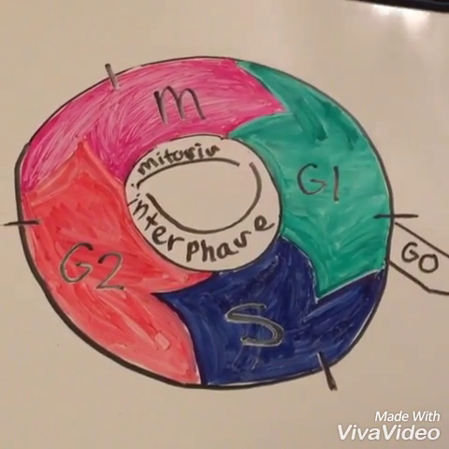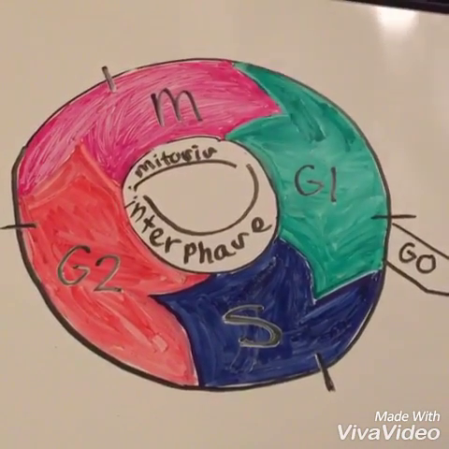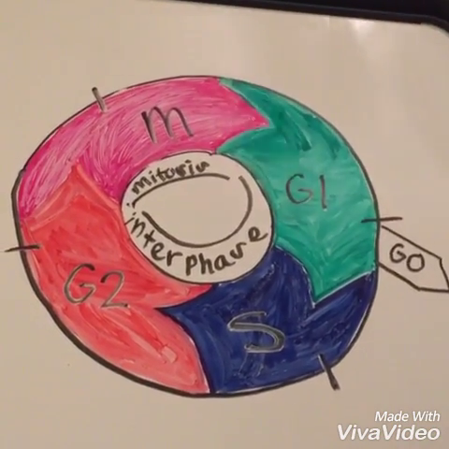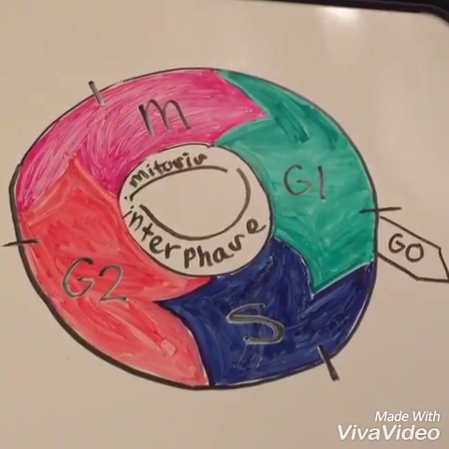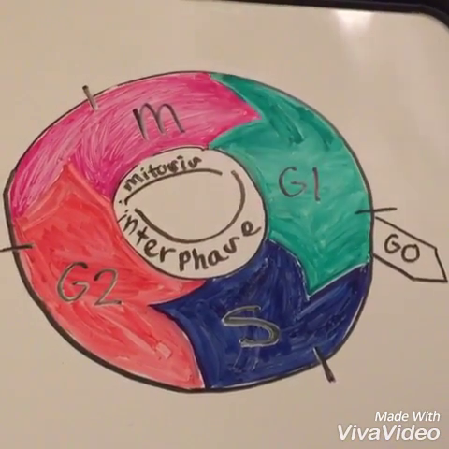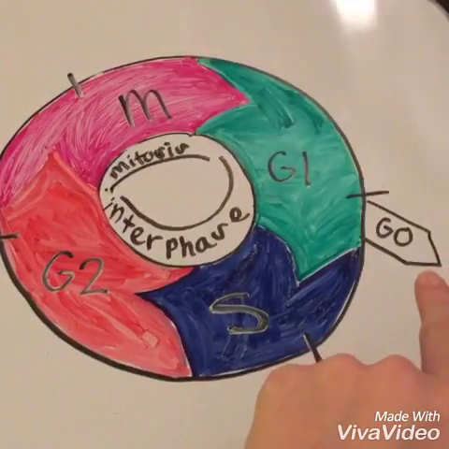In G1, the newly divided cell enters, it gets bigger and prepares to replicate DNA. If the cell is healthy, it will move on and divide. If not, it will rest or die. If the cell is going to rest, it moves to the G0 phase.